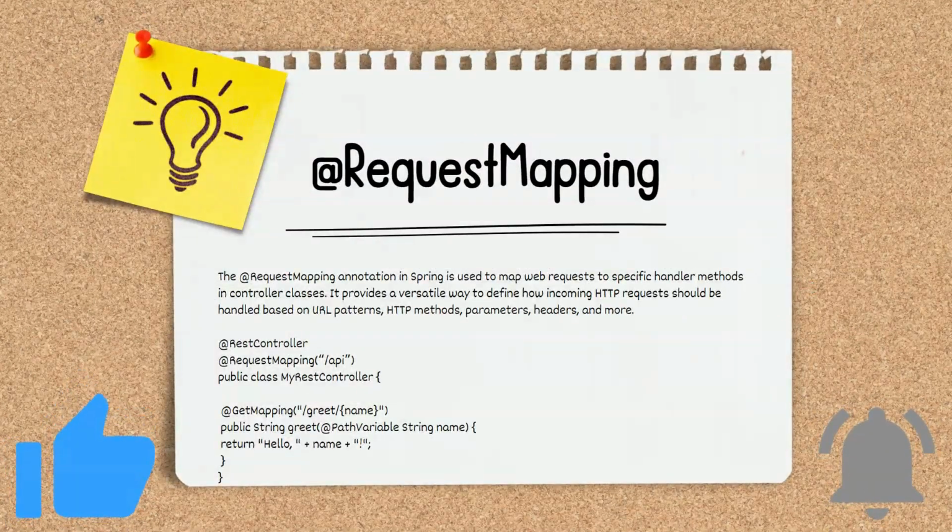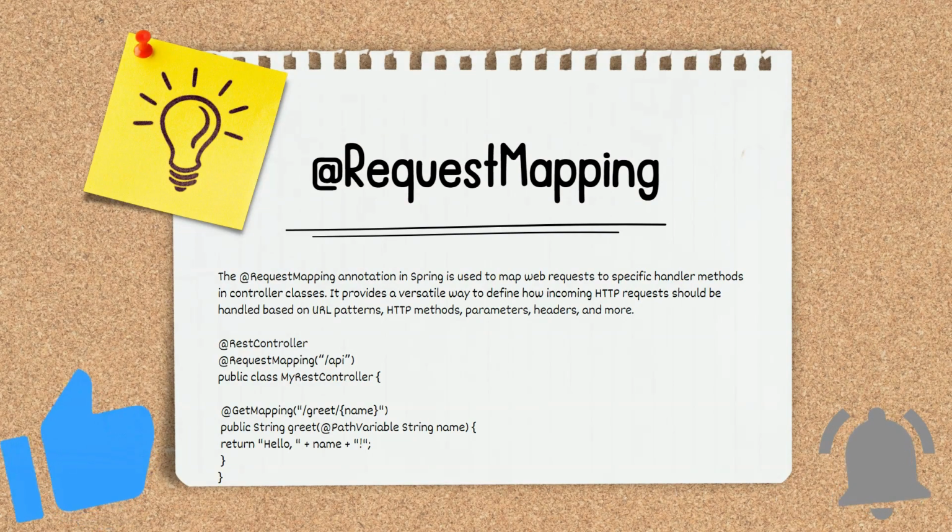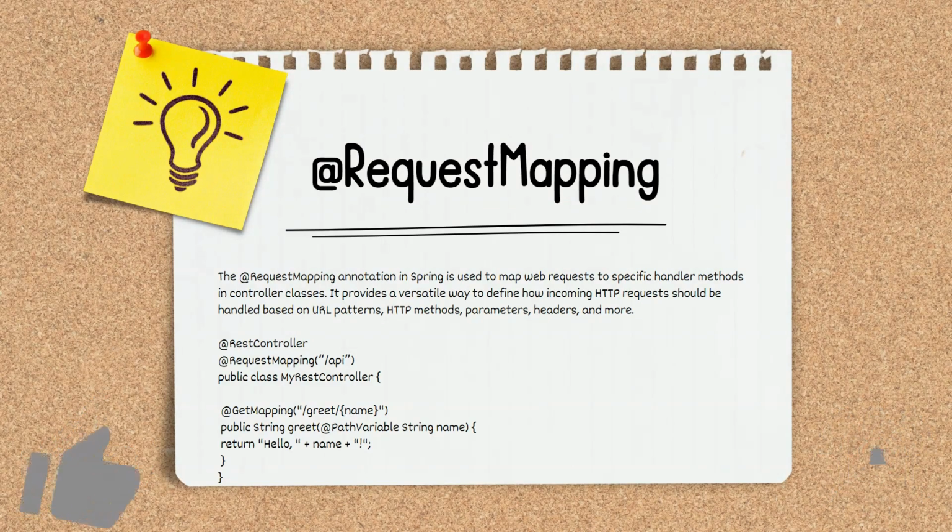This is the third annotation in the list, that is @RequestMapping. We can use this annotation at class level or method level. It is used to map web requests to specific handler methods in controller classes. So you can create multiple APIs with different kinds of HTTP request methods like GetMapping, PostMapping, DeleteMapping, PutMapping, or PatchMapping.